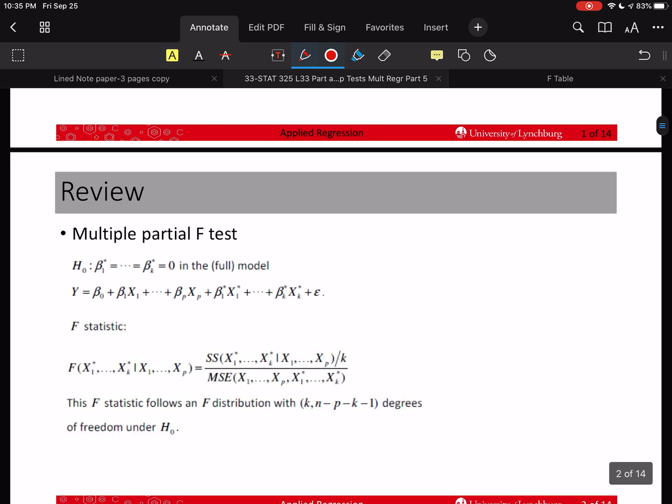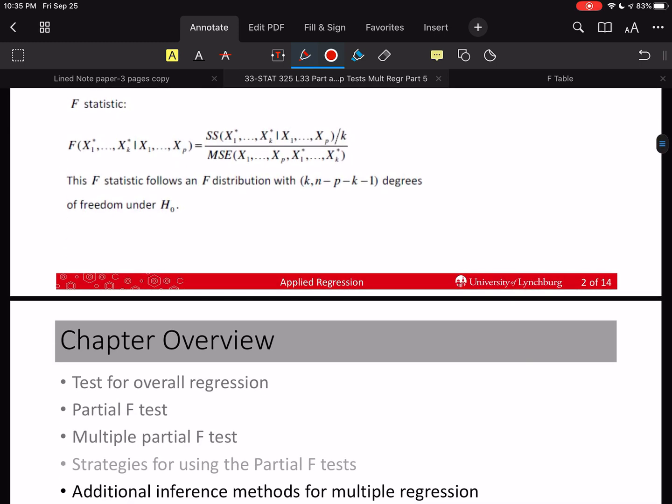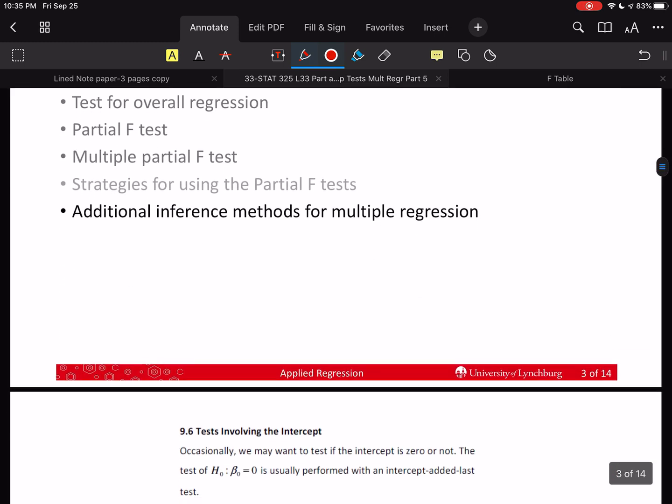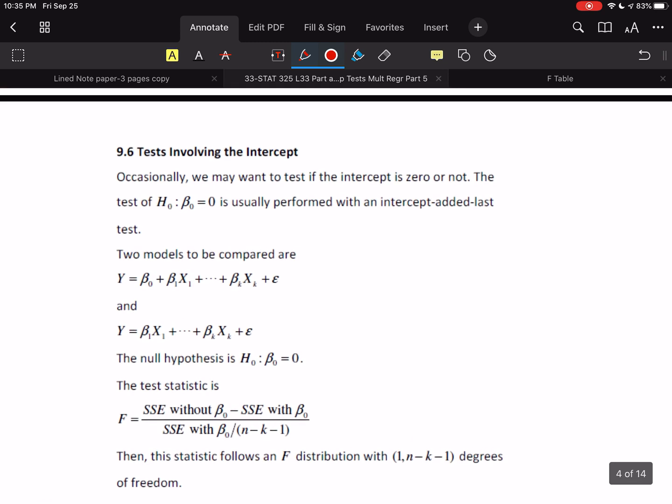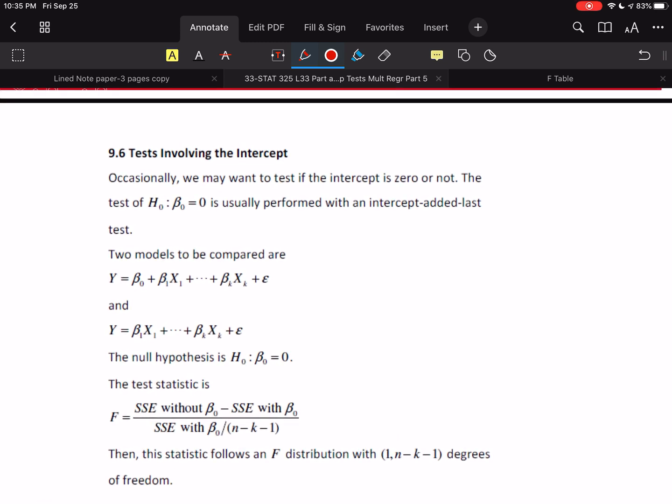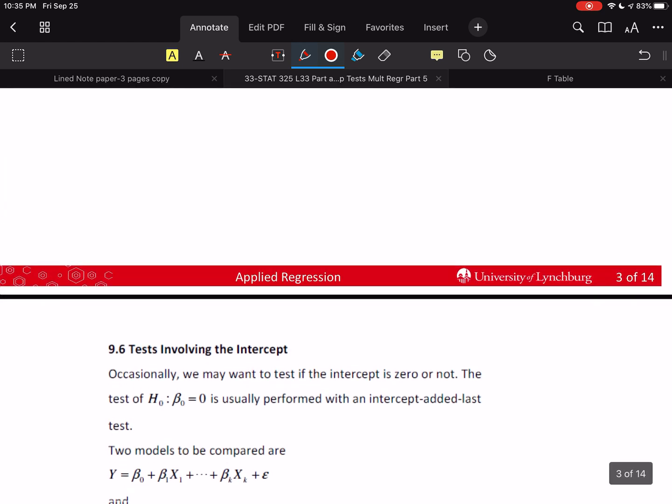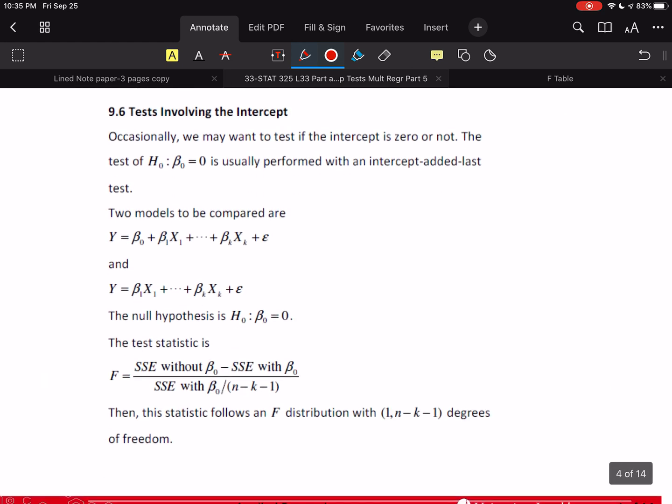We are in chapter 9, finishing that up with part 5. And so we've looked at multiple partial F-tests, and we've looked at strategies for variables added last, variables added first, or in order, I'm sorry. We looked at those strategies last time, and now we're going to look at tests involving the intercept and some other tests and methods for multiple regression. All right, so we may want to test whether the intercept is significant or not, 0 or not, and it's usually performed with an intercept added last test.